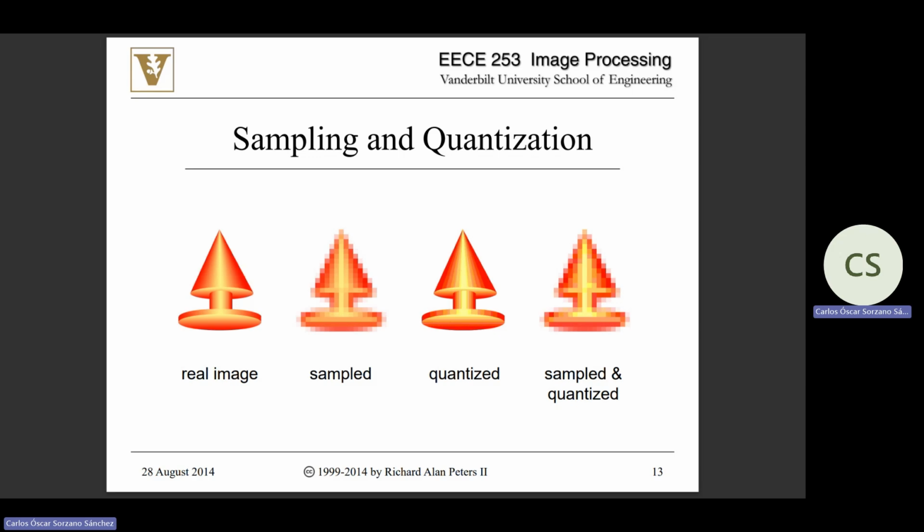This one is sampled, so the space is discrete, but the color is not discrete. So you can have any value there. Here, just for you to see, you would have the opposite. Here we are quantizing the color, but we are not quantizing the space. And here you have the two, a space quantization and a color quantization. And these are the images that you store in the computer.